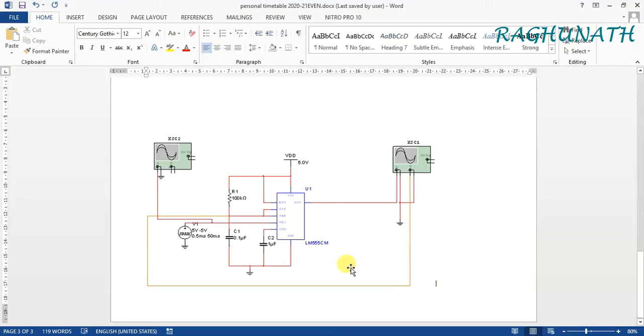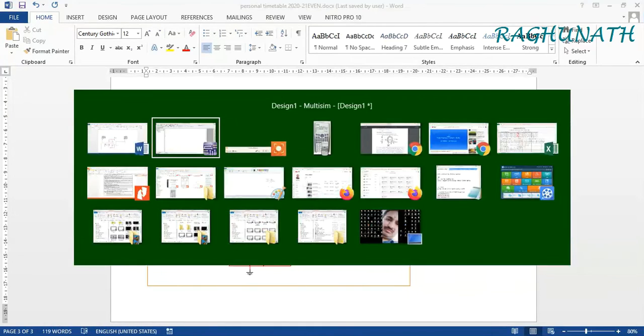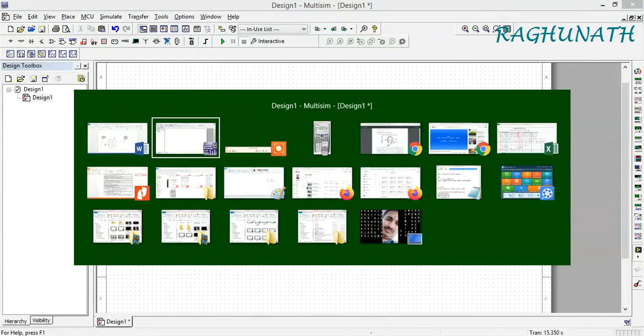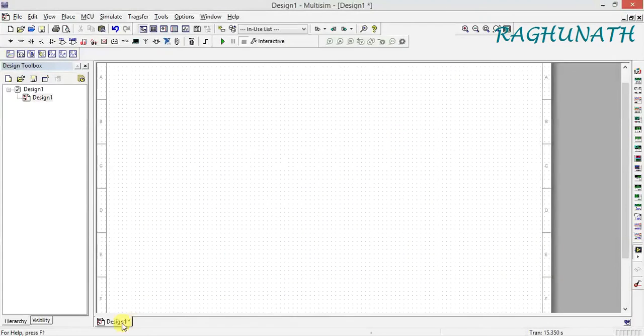So the theory part, okay, that I think you can see the theory part.